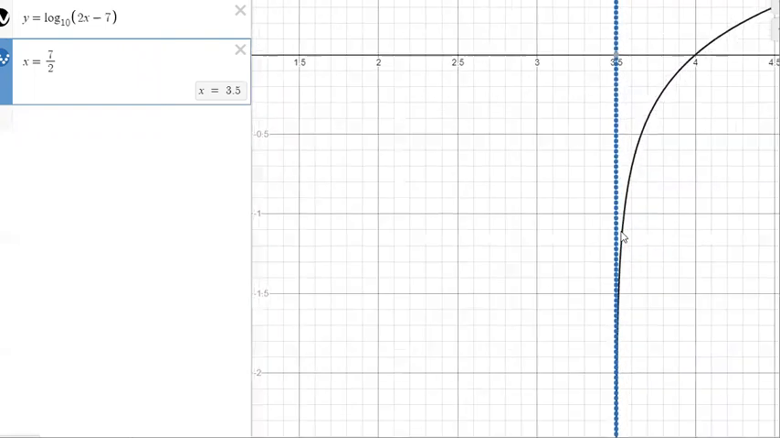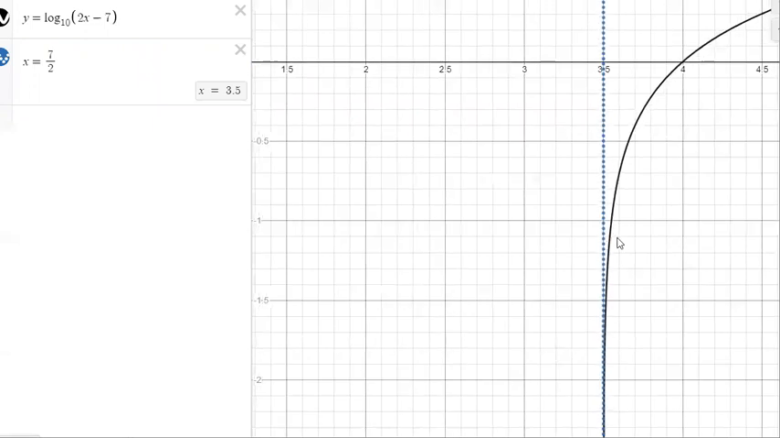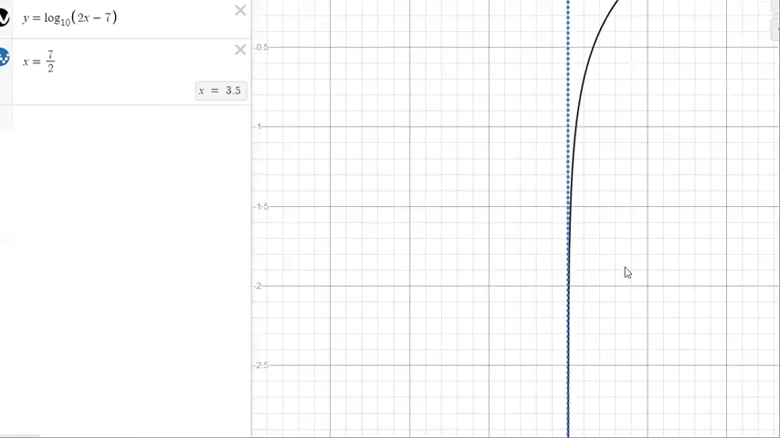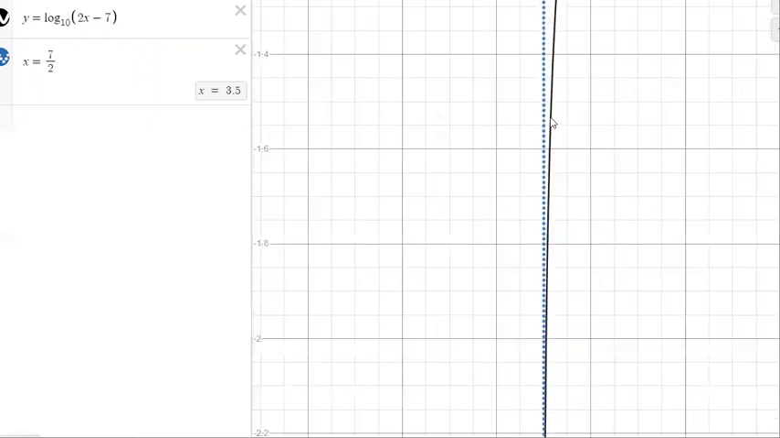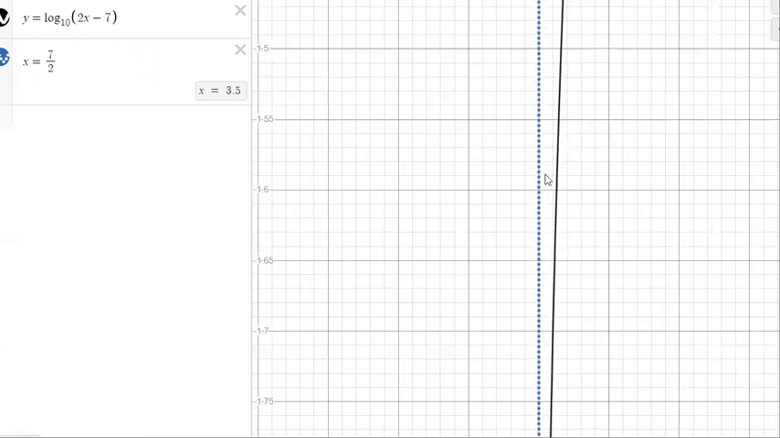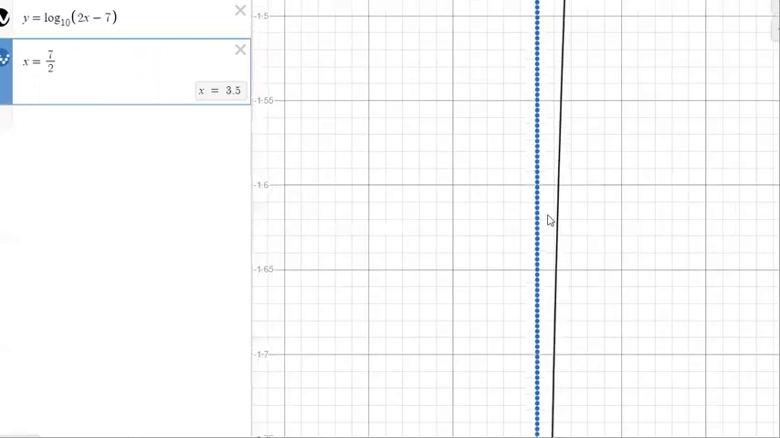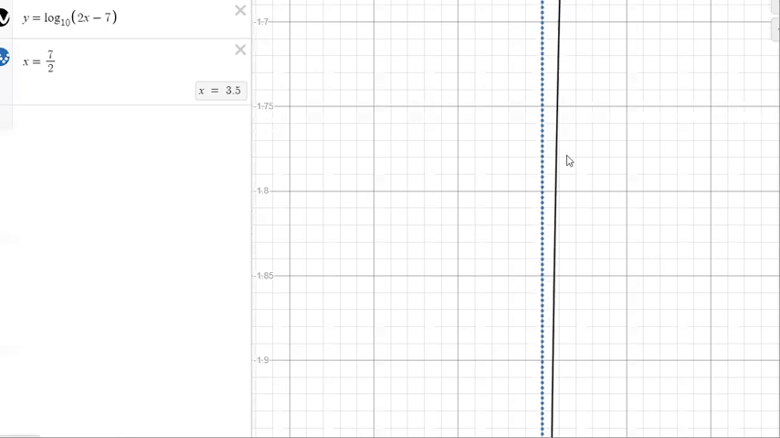What you'll notice is the cool thing about this graph is that it starts to display asymptotic action when it gets closer and closer to 3.5. And that's just that 7 over 2. But the graph never intersects this line. It just gets closer and closer, but they never actually cross. And that is vertical asymptotes.